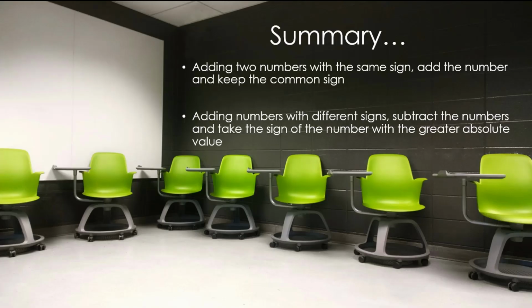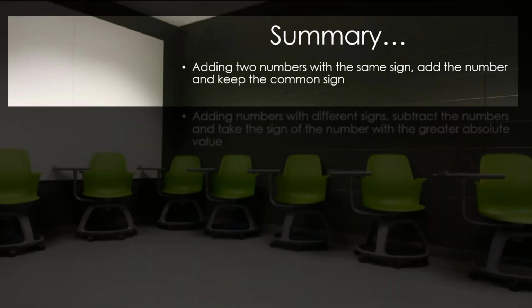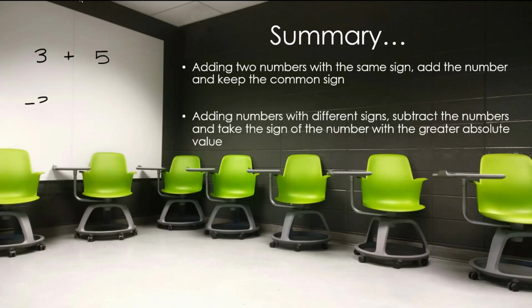All right, so let's summarize what we talked about here. If you're adding two numbers with the same sign, so let's say that we added +3 plus +5, or -3 plus -5. So that's adding two numbers with the same sign. I'm just going to add these numbers together, and I'm going to take the sign they have in common. -3 plus -5, they have a negative in common, so that's -8.